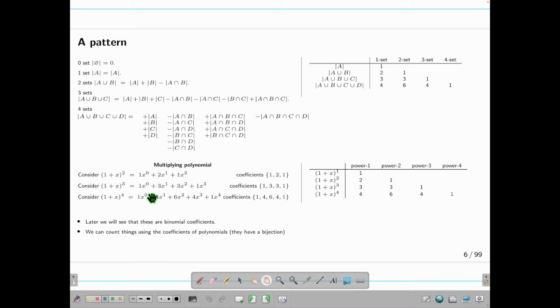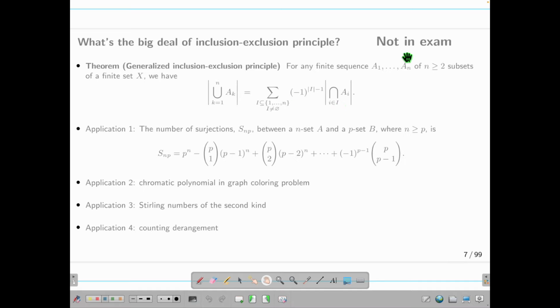Number 2, this kind of number, 1331, 14641. If you learned the binomial theorem in high school, you know these are binomial coefficients. Number 3, this kind of triangle table has another meaning. So, therefore, all the things come together. So this is just a preview. So whenever you see a slide saying not in exam, you can ignore it.